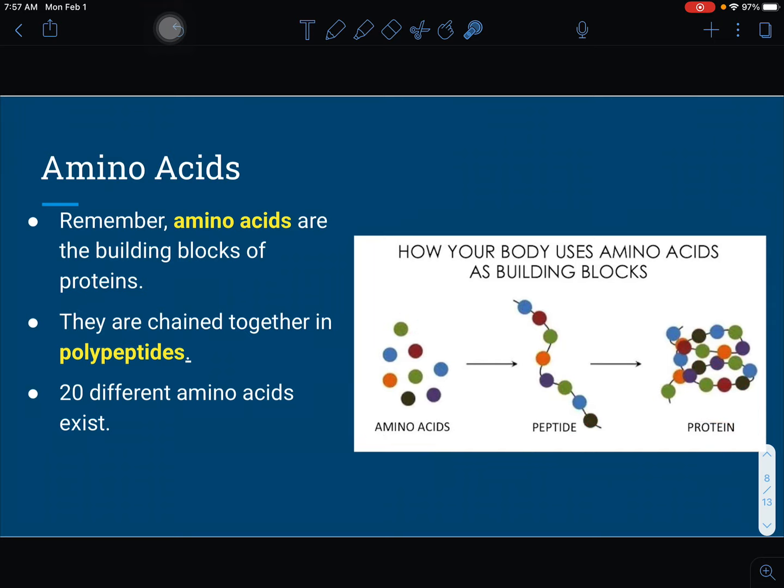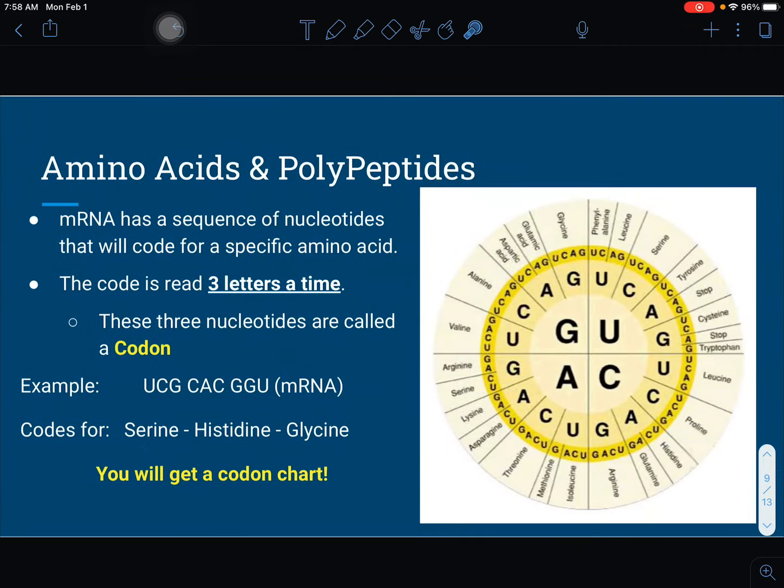There are 20 different amino acids that exist. Depending upon the order in which we put them in this peptide bond depends upon how it's going to fold, and depending on how it folds depends upon what protein we're going to produce. So think of the amino acids as letters in the alphabet. If we have 20 different amino acids, it's kind of like we have 26 different letters in our alphabet. And those 26 letters can be put together in different sequences to make different words, just like these 20 amino acids can be put together in order to make different proteins.